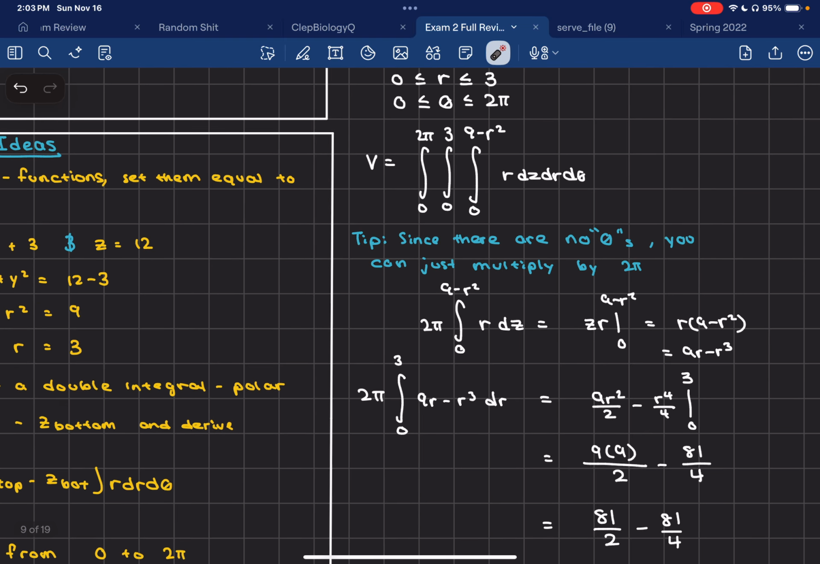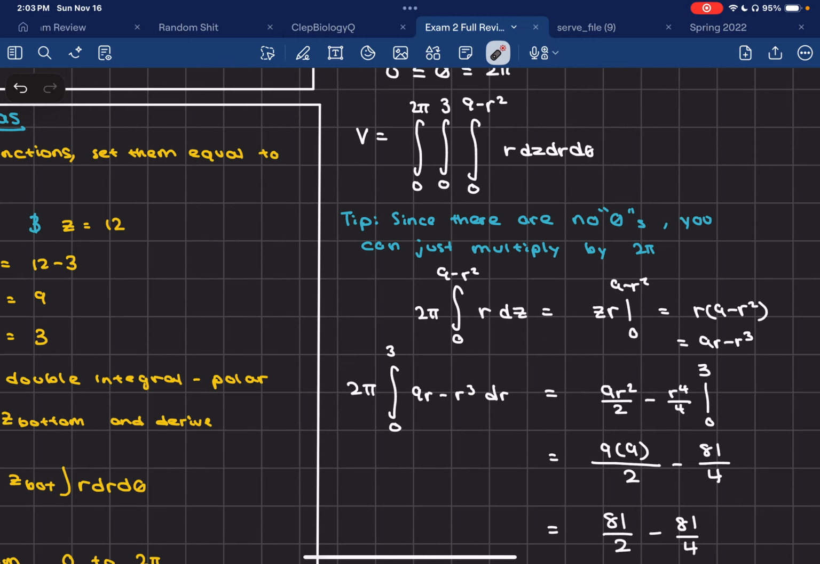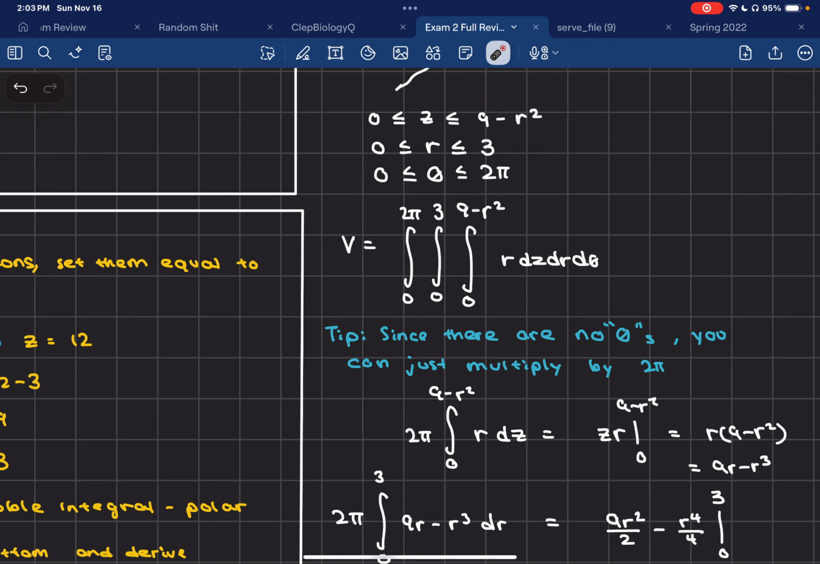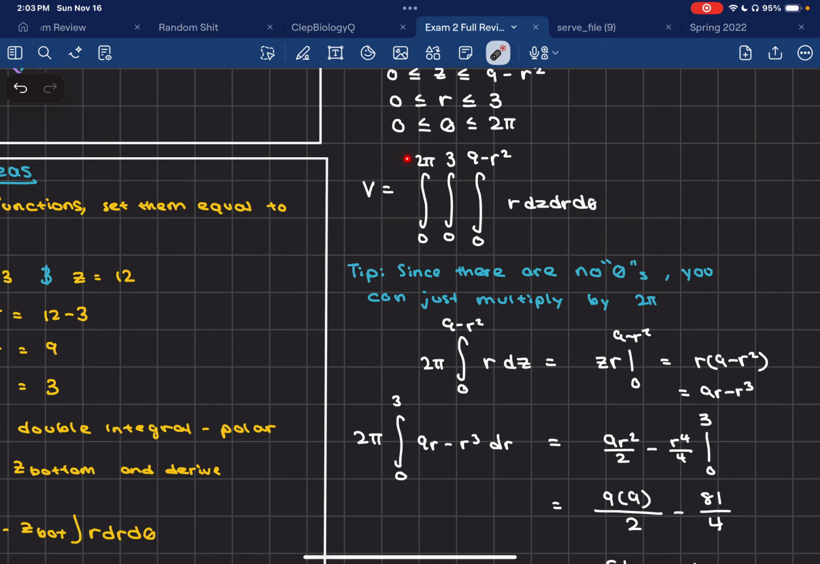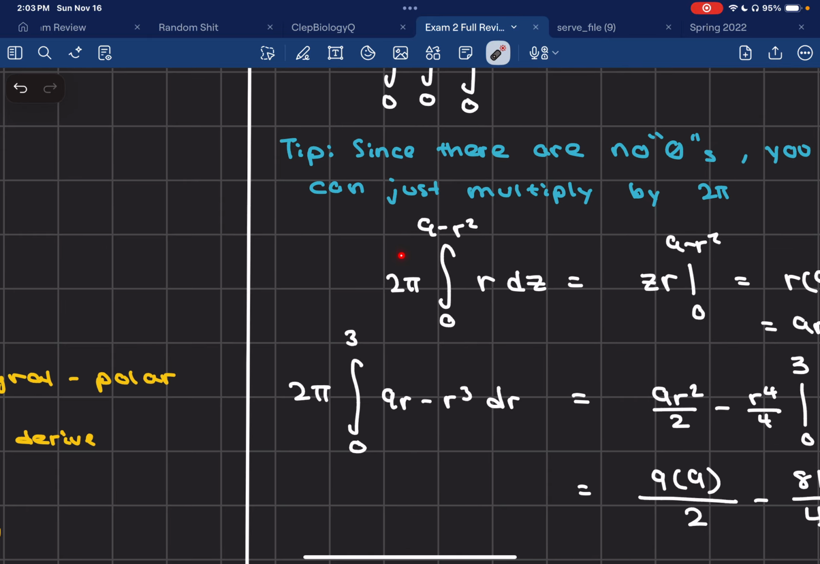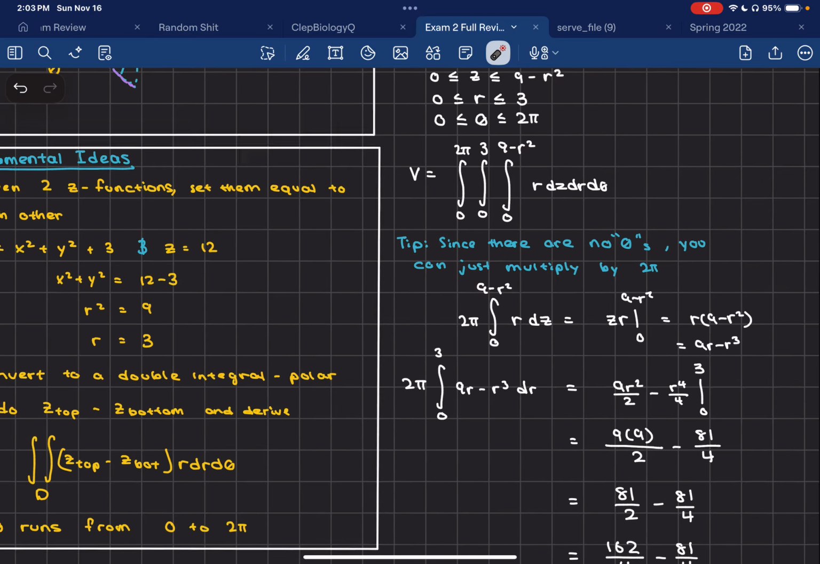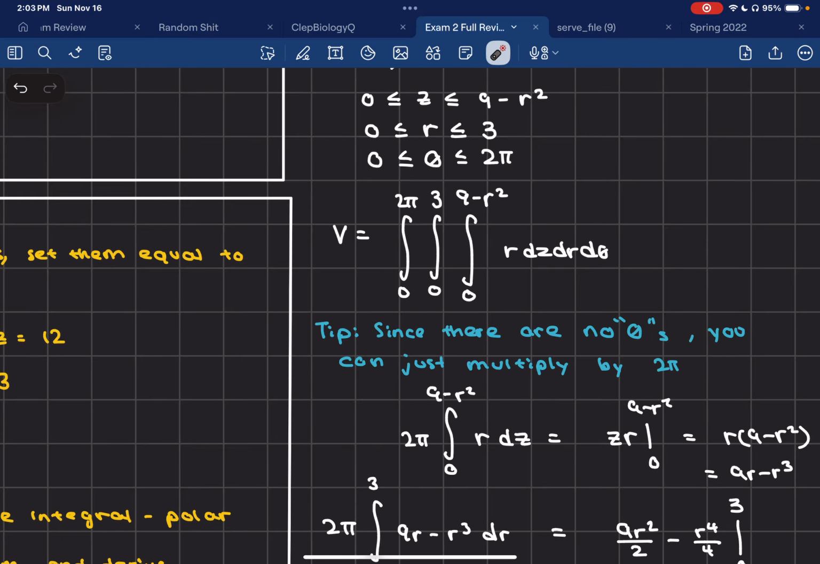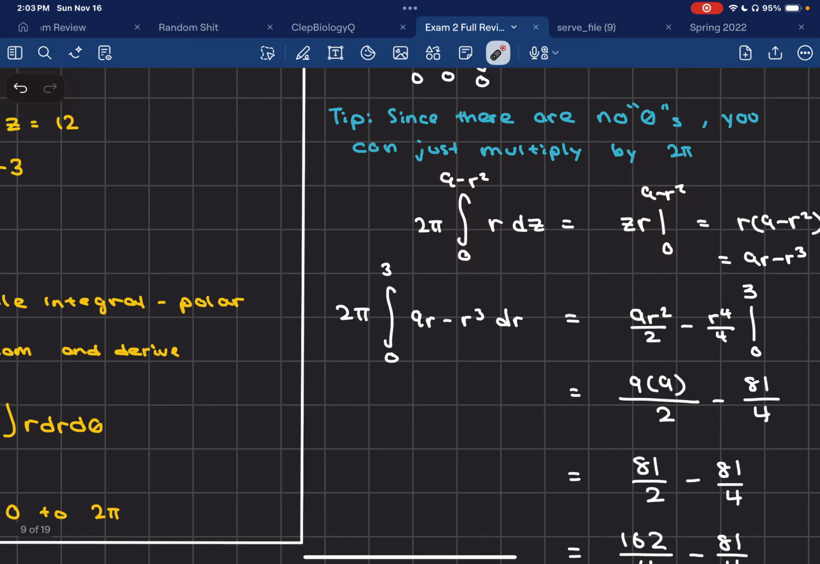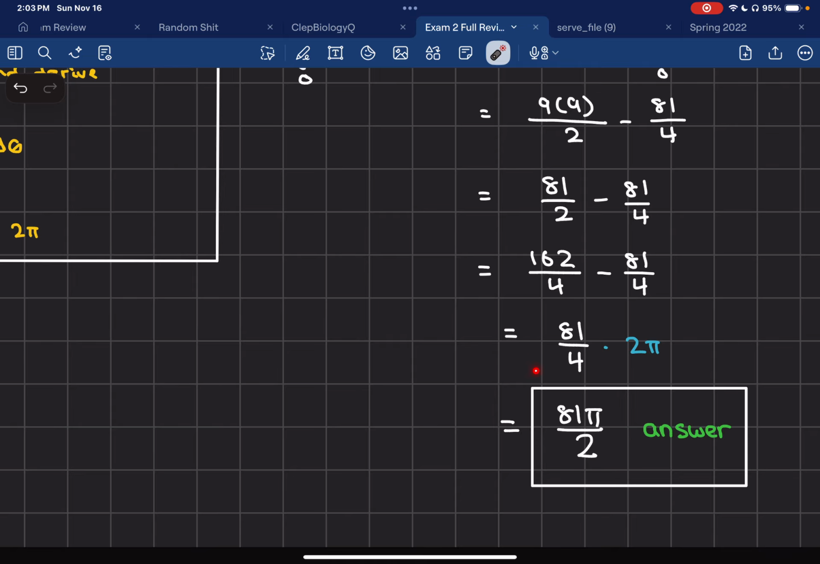Oh, and last tip for cylindrical. Since in most of these questions, there won't be an area where theta gets included, actually, if you want, at the very start, you can turn this into a double integral by simply already knowing that it's just going to be multiplied by 2 pi in the end, because there will be no thetas that will be integrated. So it'll just be multiplied by 2 pi. As you can see in the end.